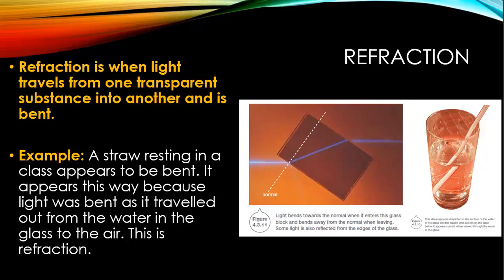We're going to talk about refraction here. Refraction is when light travels from one transparent substance into another and is bent. An example of this is when you've got a straw resting in a glass, it appears to be bent. It appears this way because light was bent as it traveled out from the water in the glass to the air. This is called refraction.